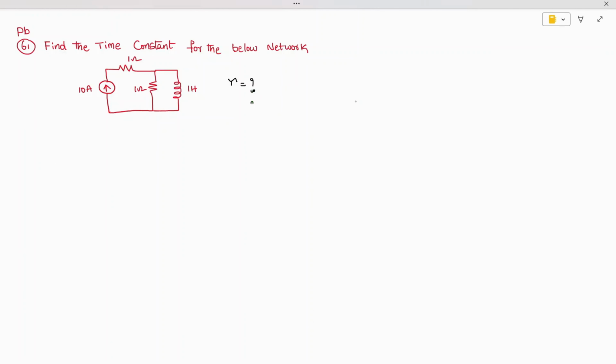Today we are going to solve problem number 61. This is on finding the time constant for the given network. Here you can see this network is a combination of R and L. So the basic time constant formula, tau is equal to L by R, is the formula of time constant.